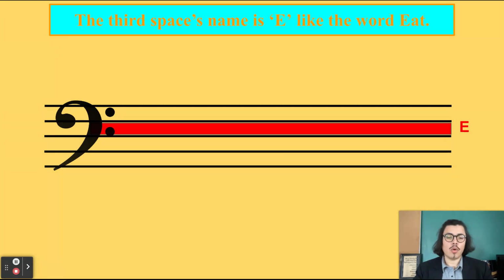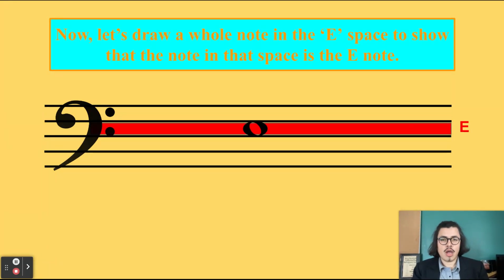Go ahead, go to the third staff down your page. Draw on the left your bass clef. Then you're going to highlight the third space. It could be with a highlighter, with a crayon, with red. And then you're going to write down the letter E, whether it's on the right or the left. Finally, you're going to draw a whole note in the E space to show that the note in that space is now the E note.